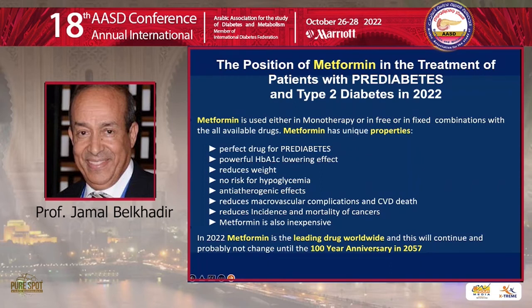The position now of metformin in the treatment of patients with prediabetes and type 2 diabetes: in 2022, metformin is used either in monotherapy or in free or fixed combination with all available drugs. Metformin has unique properties, a perfect drug for prediabetes: powerful HbA1c lowering effect, reduces weight, no risk of hypoglycemia, anti-atherogenic effects, reduces macrovascular complications and CVD death, reduces incidence and mortality of cancer, and metformin is also inexpensive.